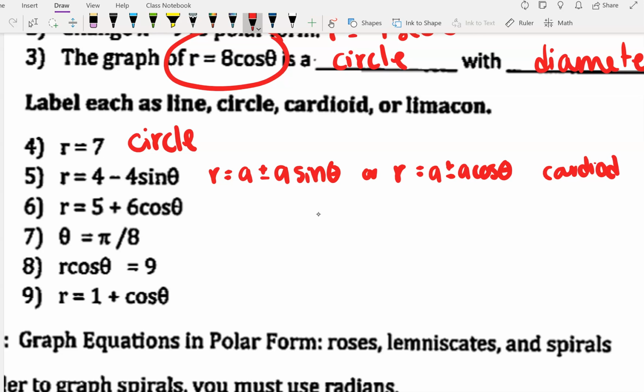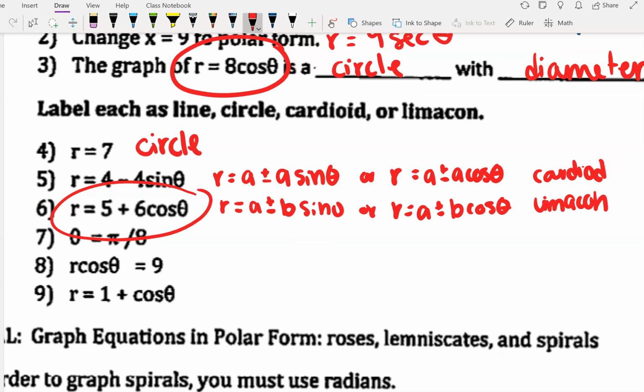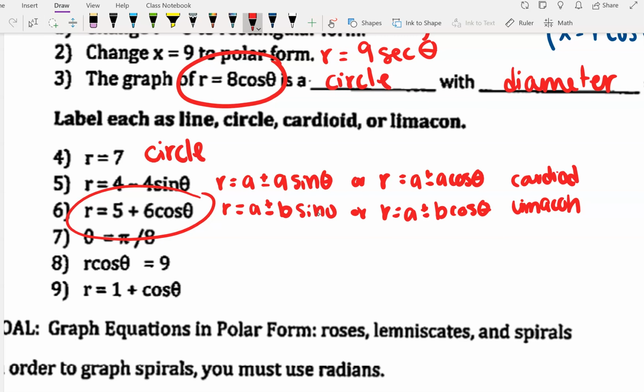All right, and then the next one, this looks similar to that, except it's not the same a value. We've got r equals a plus or minus b sine theta, or r equals a plus or minus b cosine theta. That's not going to be a cardioid. That's going to be a limacon. And because the a value is less than the b value, it's going to be a loop. That's how you know it's a limacon loop.